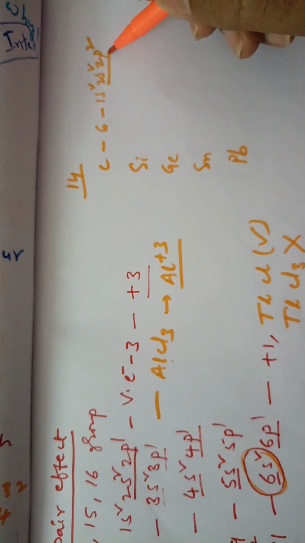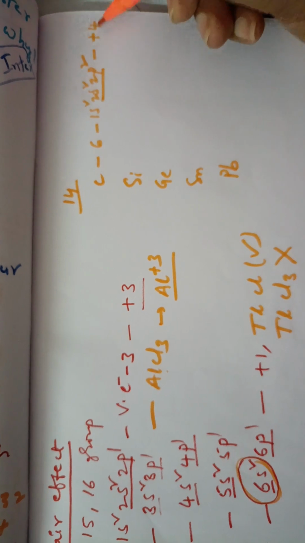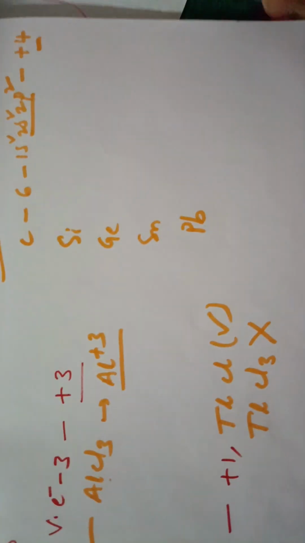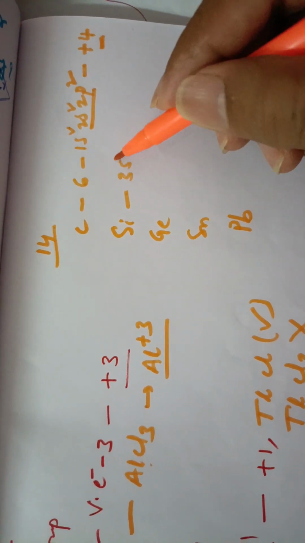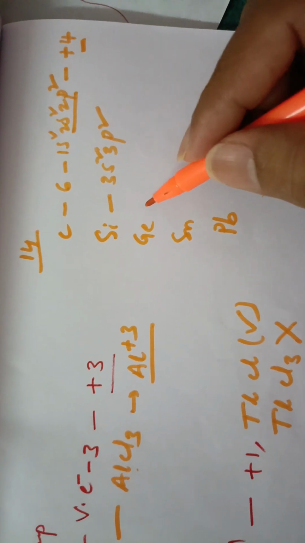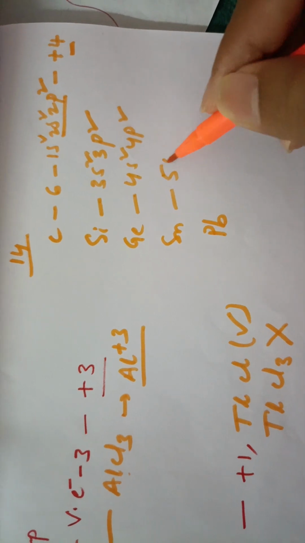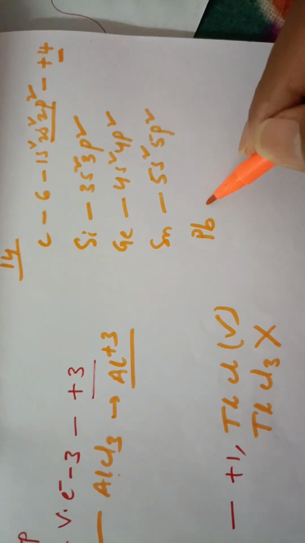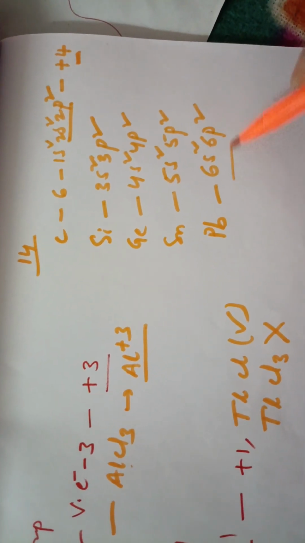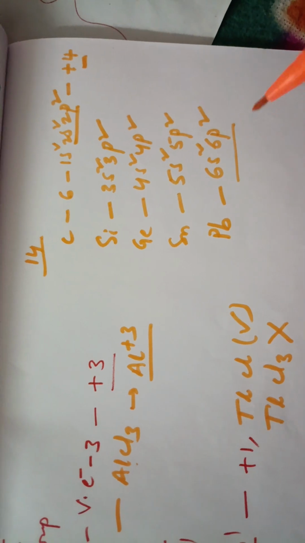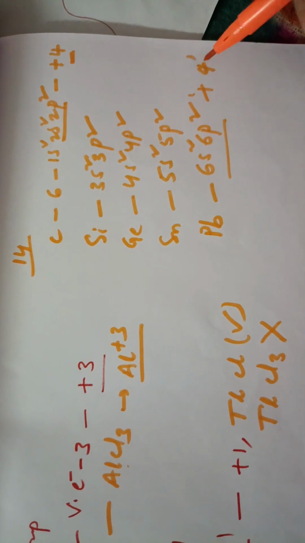In valence shell, how many electrons are there? 4 electrons. So it can exhibit +4 oxidation state, maximum oxidation state +4. Like that, here 3s2, 3p2 valence shell configuration. Here 4s2, 4p2. Here 5s2, 5p2. Here 6s2, 6p2. Actually, it should also show the +4 oxidation state.